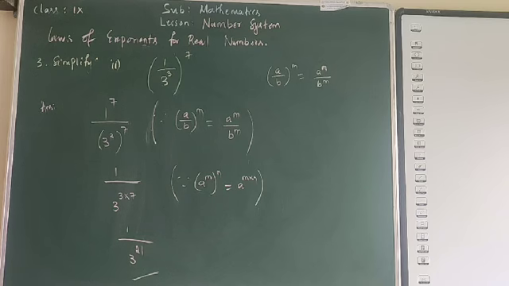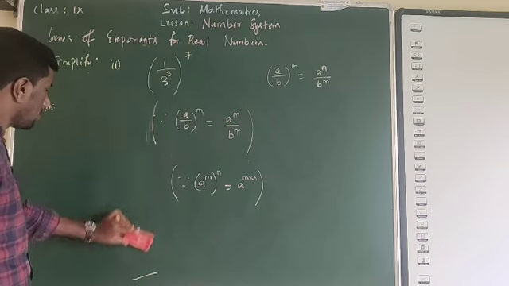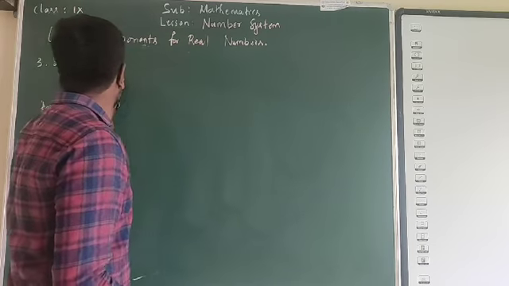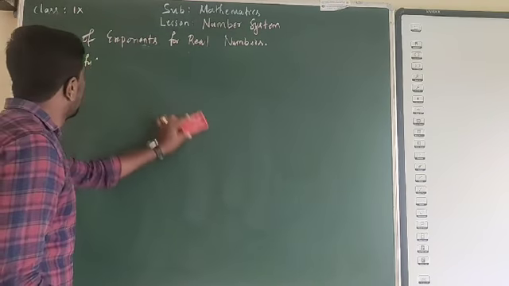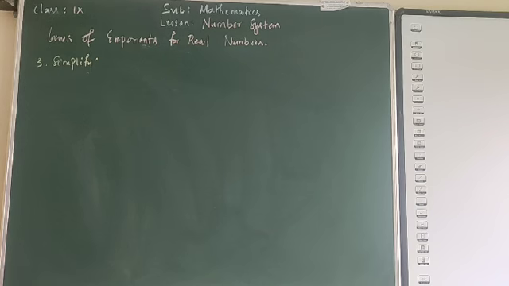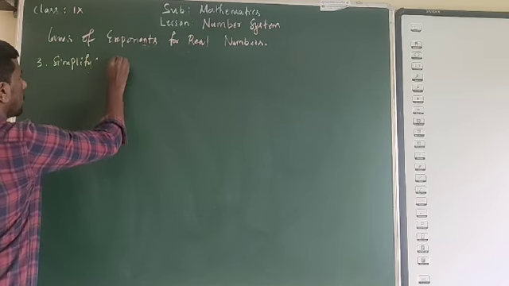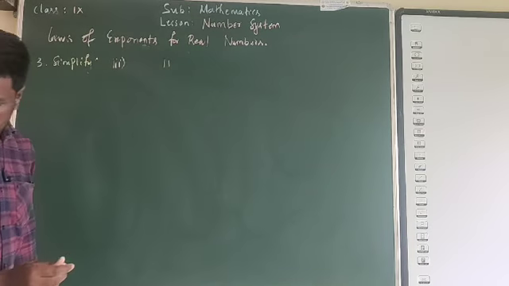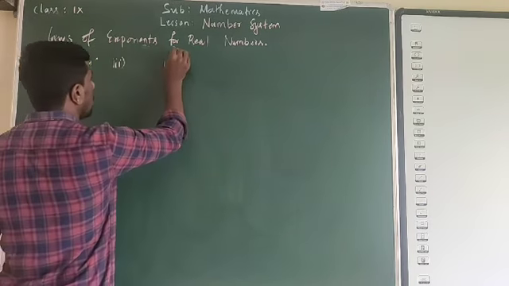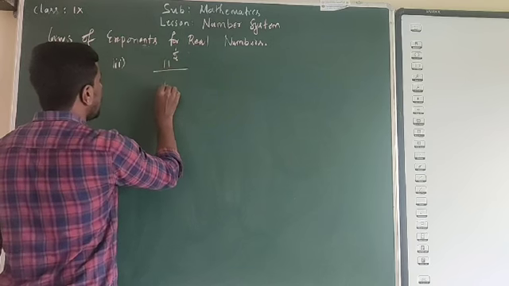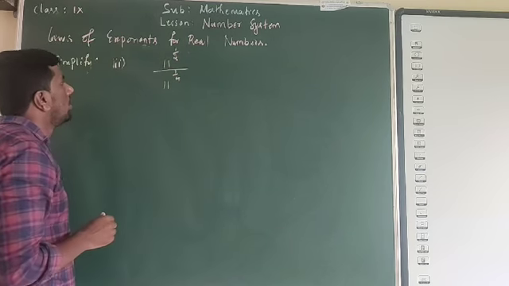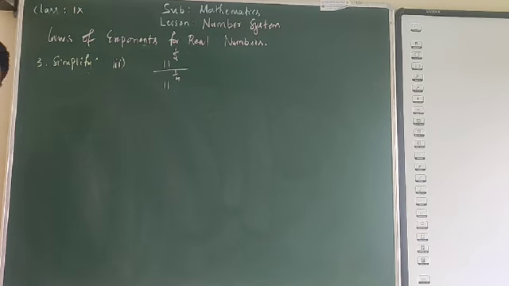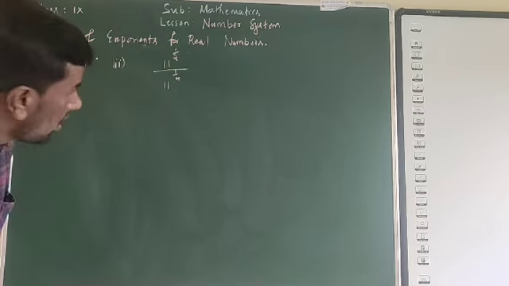Second one done. We'll go for the third one. The third one is 11 to the power of 1 by 2 divided by 11 to the power of 1 by 4. So we need to simplify this. How will we simplify this?